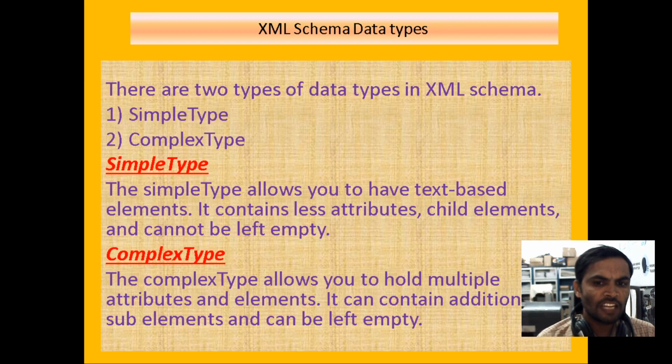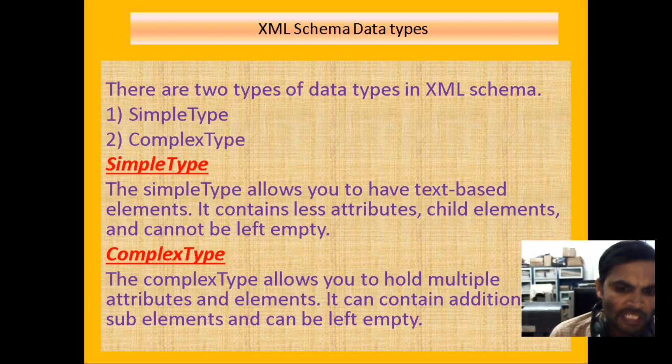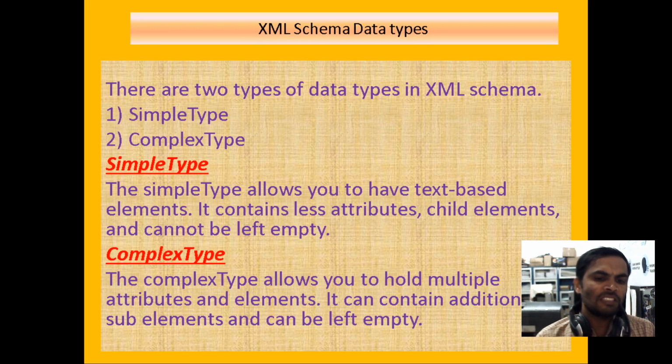It contains fewer attributes and child elements, and it cannot be left empty. Coming to complex type: when you are using nested simple types, we call it a complex type. Complex types allow you to hold multiple attributes and multiple elements. It can contain additional sub elements. It can be left empty.